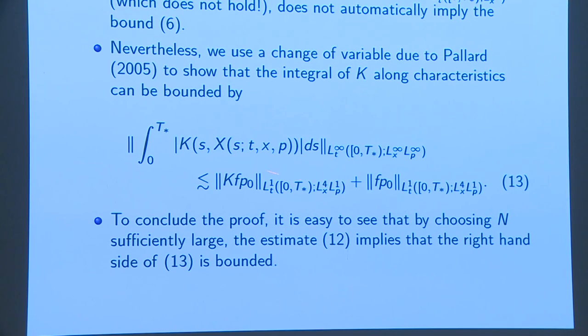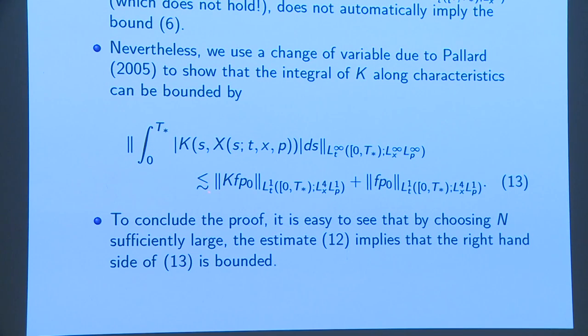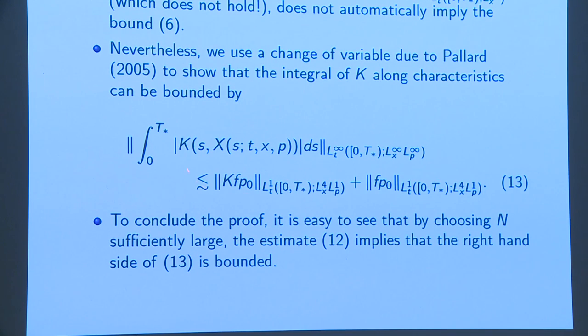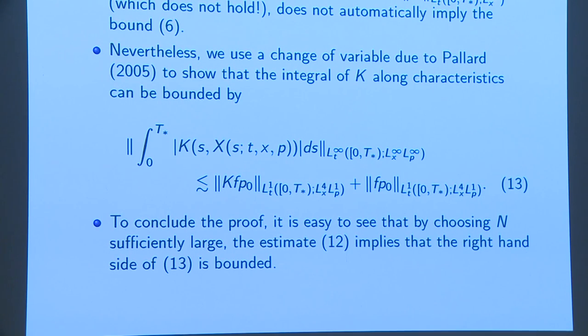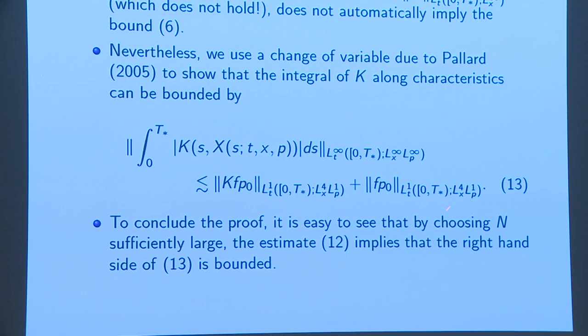So you say that the integral of K along the characteristics is bounded by the L4 norm in X and the L1 norm in P of K F to the P0. And then you also have another term, F to the P0 in L4, L1. Because you have high moment bounds for F, you can prove that the quantities above are bounded by basic Holder and things like that.